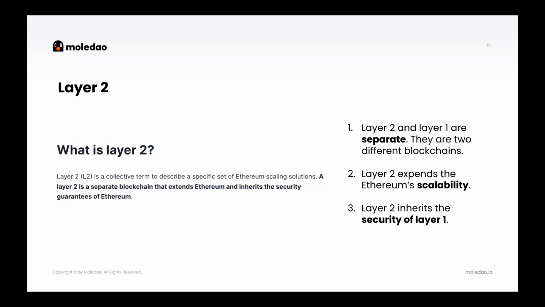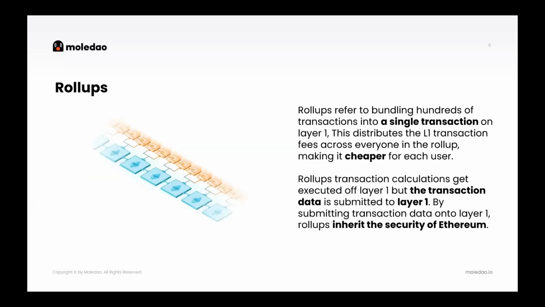Having talked about the basic definition of layer 2, let's now look at how it solves the problem of layer 1. This brings us to a very important technique in layer 2, which is called rollups. So what is rollups? Rollups refers to bundling hundreds of transactions into a single transaction on layer 1. This distributes the layer 1 transaction fees across everyone in the rollup, making it cheaper for each user.